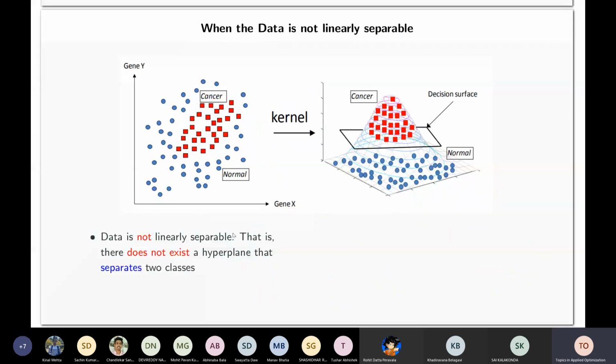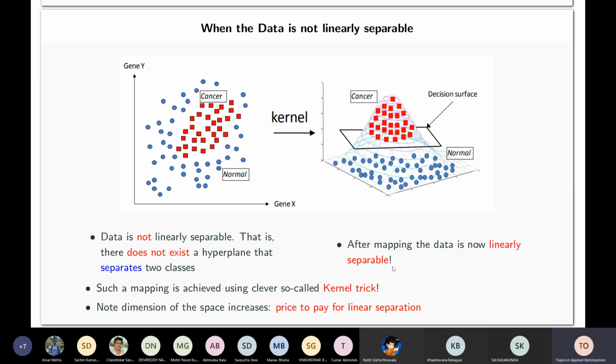Let me move ahead. So in this case, the data is not linearly separable. That is, there does not exist a hyperplane that separates the two classes. And after mapping, the data is linearly separable, obviously. Such a mapping is achieved using the so-called kernel method, I would say, for the moment. Kernel trick is something different actually. It is related to this, but more precisely, it's something else.